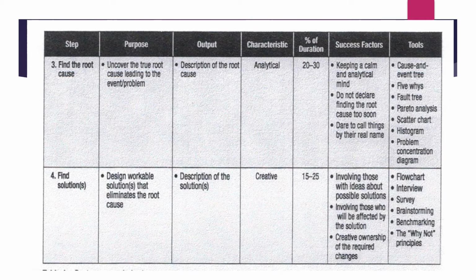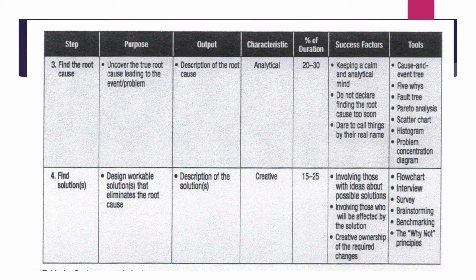This step is analytical, takes about 20 to 30% of your time typically. It's important to keep an analytical and calm mind when doing this. It's important not to declare the root cause too soon, because what's going to happen is that you might have overlooked something. So some tools that you might want to look at in regards to this are a cause and event tree. You might want to keep asking why. We always refer to this as the 5 whys. So if you're asking why at least 5 times, you're probably going to get to a good point where you can identify a first level or higher level cause.